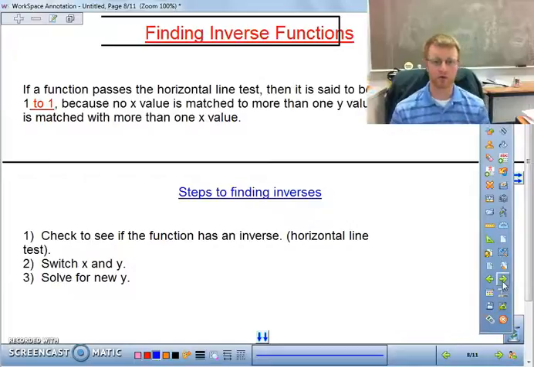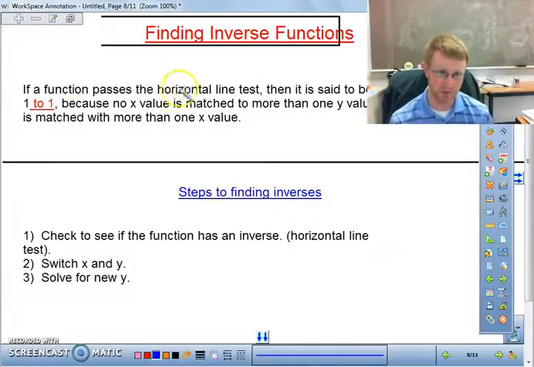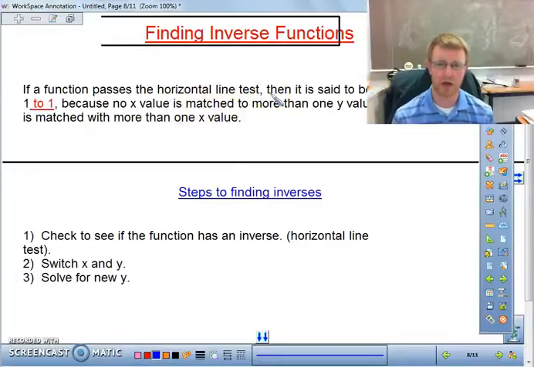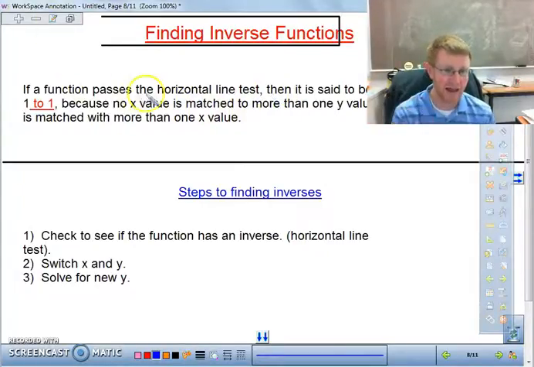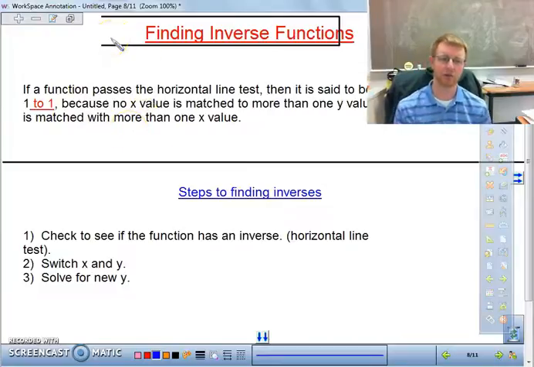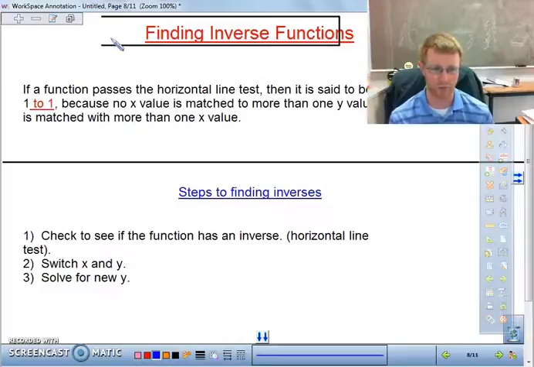So now we're going to start doing these algebraically. It says if a function passes the horizontal line test, then it is said to be 1-to-1 because no x value is matched to more than one y value, and no y value is matched with more than one x value. Now that's not really that important to understand, but essentially we talk about how every x value has to have exactly one y value, and that's what's important.